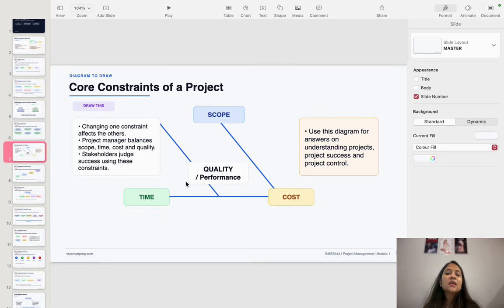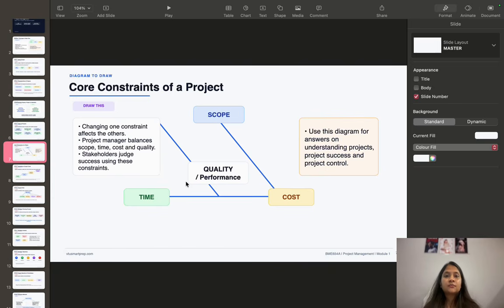For example, if the scope increases, then the time and cost may also increase, right? If the project has to be completed quickly, then cost may increase and/or the quality may be affected. So the project manager must balance the scope, time, cost, and quality.